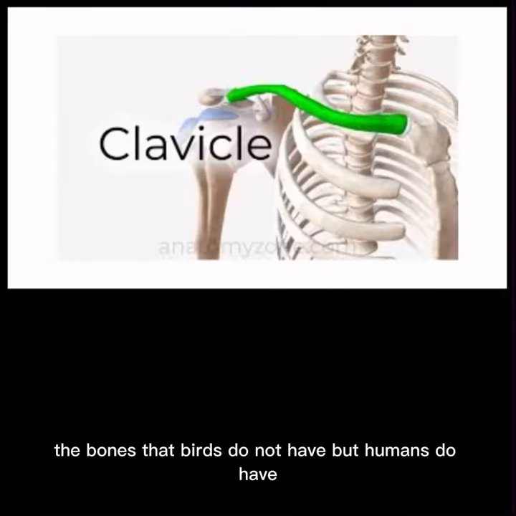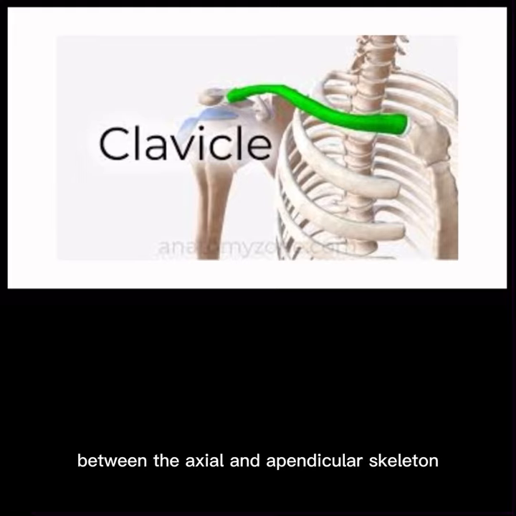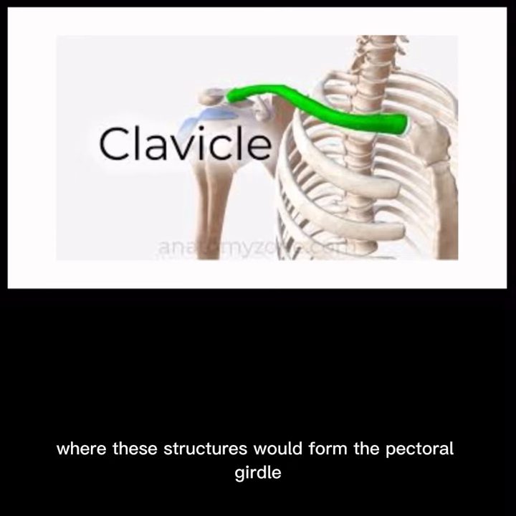The bone that birds do not have but humans do have is the clavicle. The clavicle, or collarbone, functions to provide a connection between the axial and appendicular skeleton in conjunction with the scapula, where these structures form the pectoral girdle.